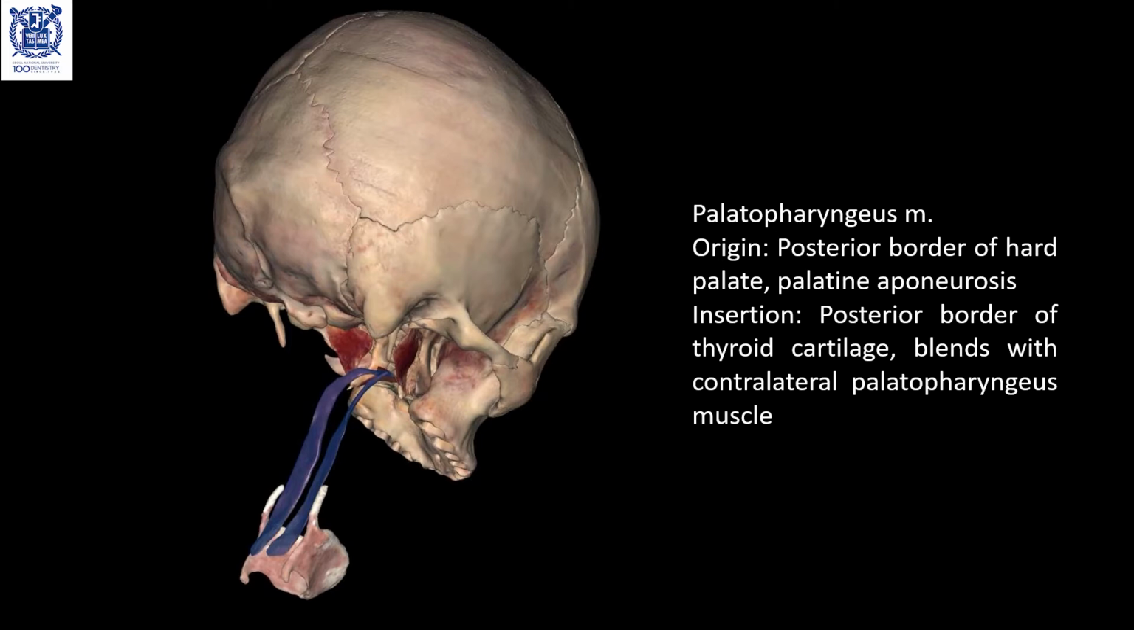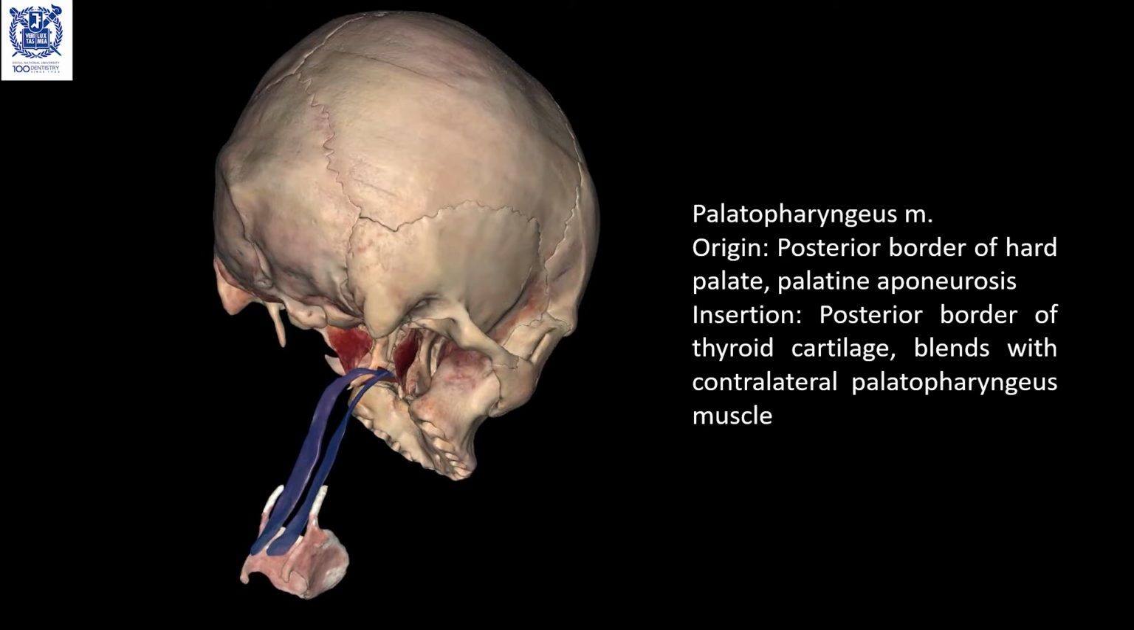Passing laterally and downward behind the palatine tonsil, the palatopharyngeus joins the stylopharyngeus and is inserted with that muscle into the posterior border of the thyroid cartilage, some of its fibers being lost on the side of the pharynx and others passing across the midline posteriorly to decussate with the muscles of the opposite side.